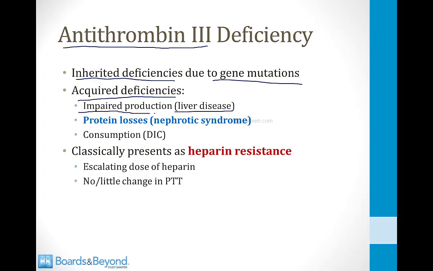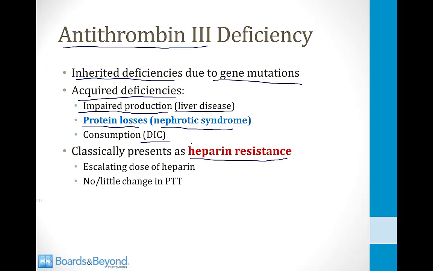There can be underproduction of antithrombin 3 from the liver. In nephrotic syndrome, there are protein losses, as you may know, in the urine, and this includes antithrombin 3, and this can lead to a deficiency. And then finally, in disseminated intravascular coagulation, there's consumption of procoagulant and anticoagulant factors, including antithrombin 3, and that can lead to a deficiency. And you should know that an antithrombin 3 deficiency classically presents as heparin resistance.